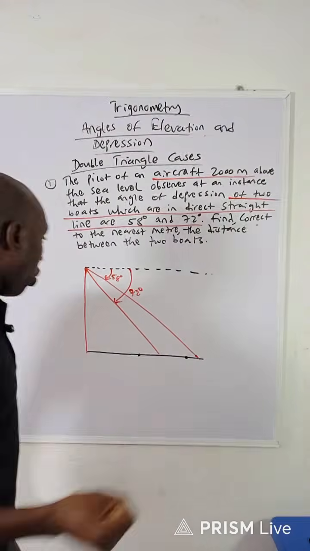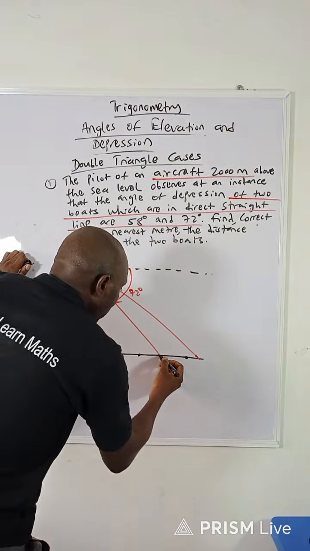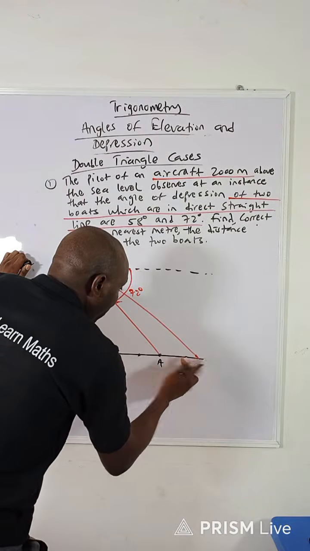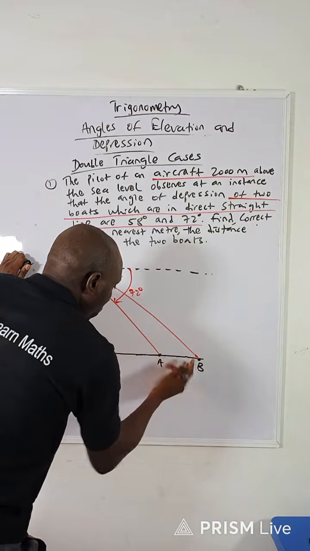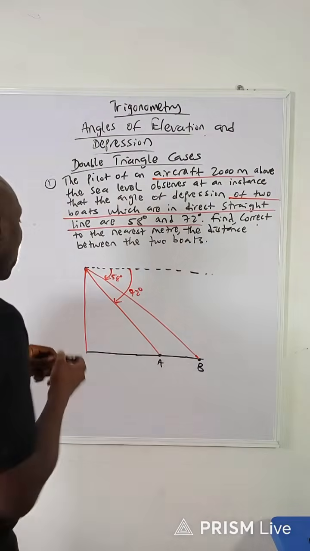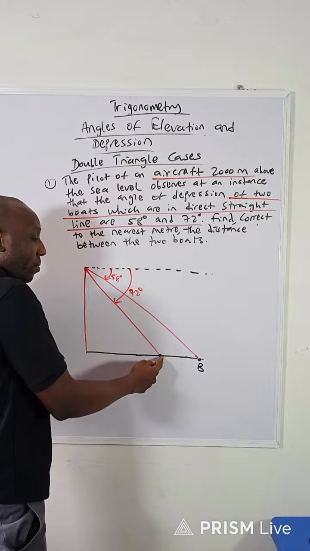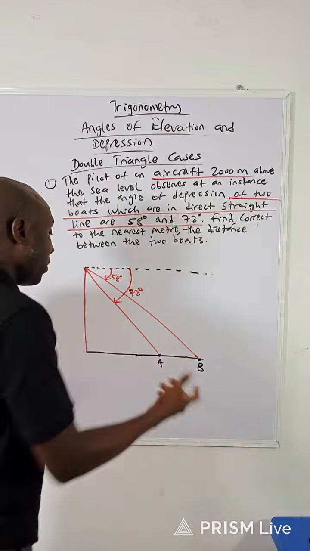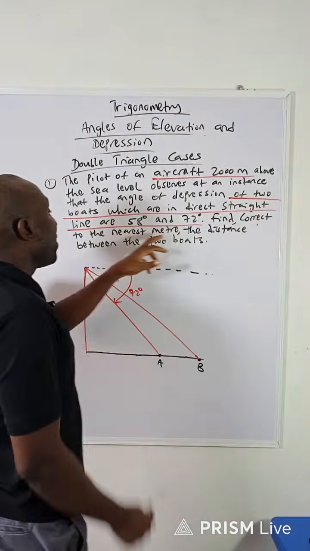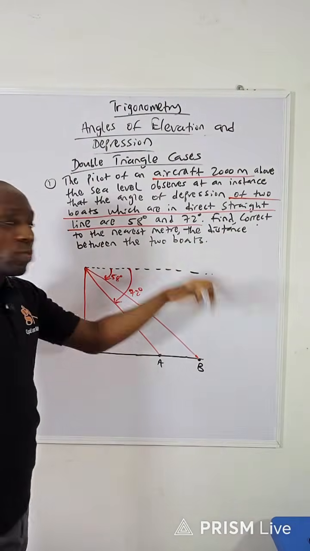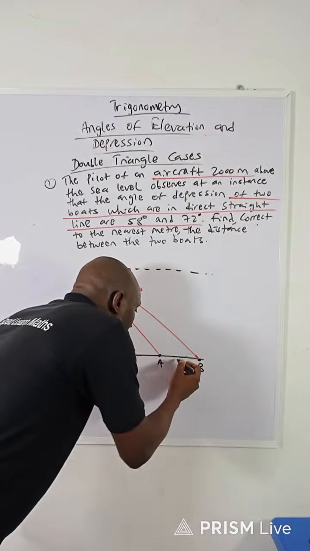I hope you see what I'm doing. Let's say this is point A, where the first boat is, and this is the second boat. Two boats, one is here, one is here. The pilot is here looking at one boat at this point on the sea level, and the other boat here. They're asking us to find, correct to the nearest meter, the distance between the two boats, A and B. In essence, they're asking you to find the distance. Let's call this D.